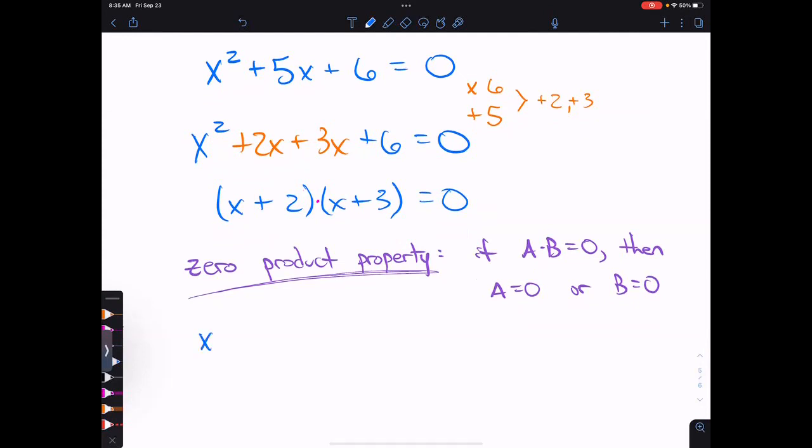So X plus 2 equals 0 or X plus 3 equals 0. Just like we saw with the absolute value stuff a week ago, we take this thing that looks complicated and scary, apply this idea to it, and now we've split it up into smaller, simpler things that we're better equipped to solve, right? X plus 2 equals 0, that means X has got to be -2. And if X plus 3 is 0, that means X has got to be -3.